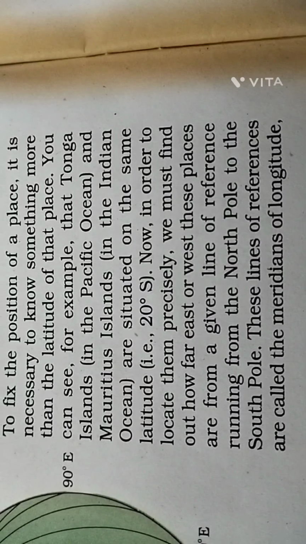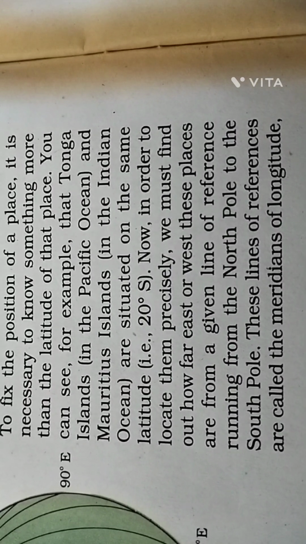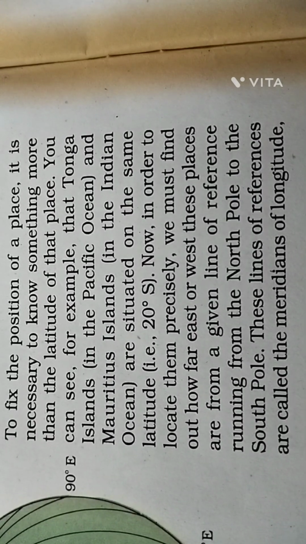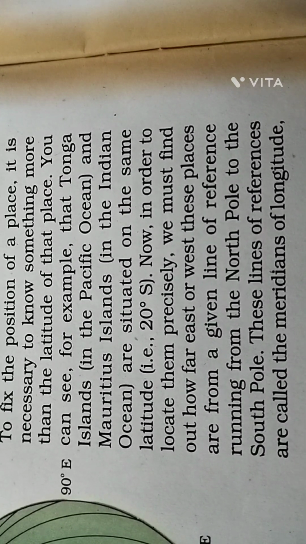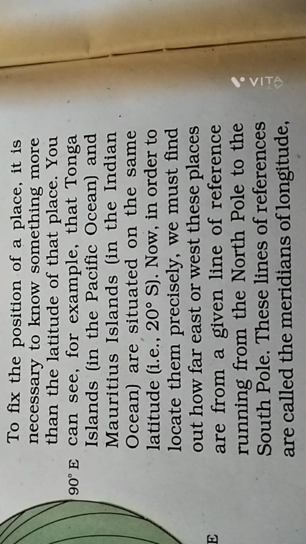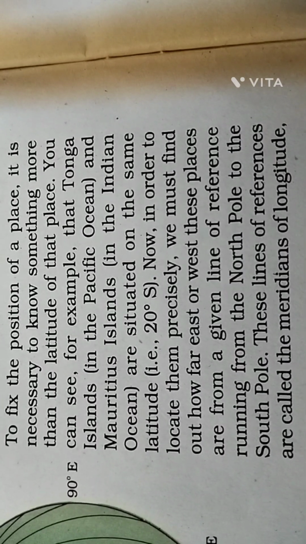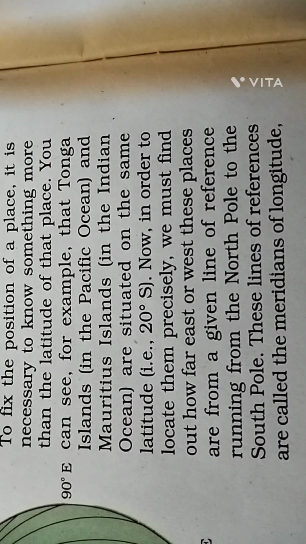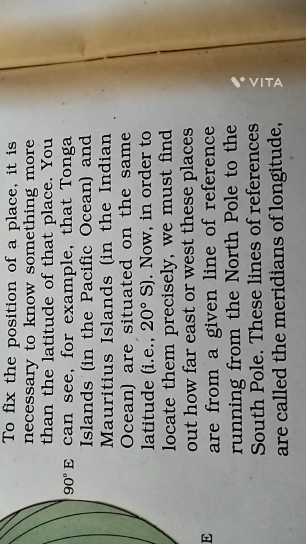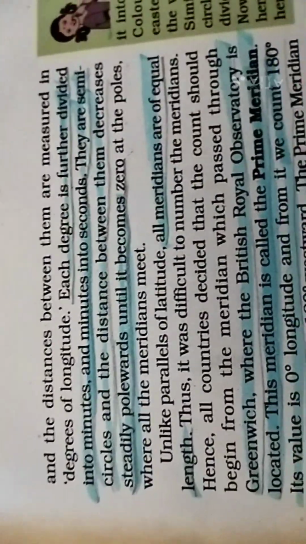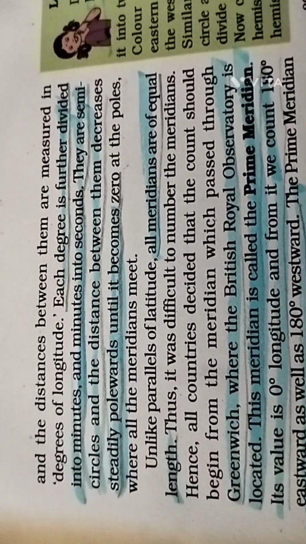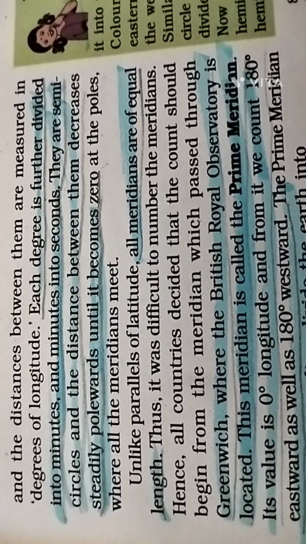Now, in order to locate them precisely, we must find out how far east or west these places are from a given line of reference running from the North Pole to the South Pole. These lines of reference are called the meridians of longitude, and the distances between them are measured in degrees of longitude. Each degree is further divided into minutes and minutes into seconds.